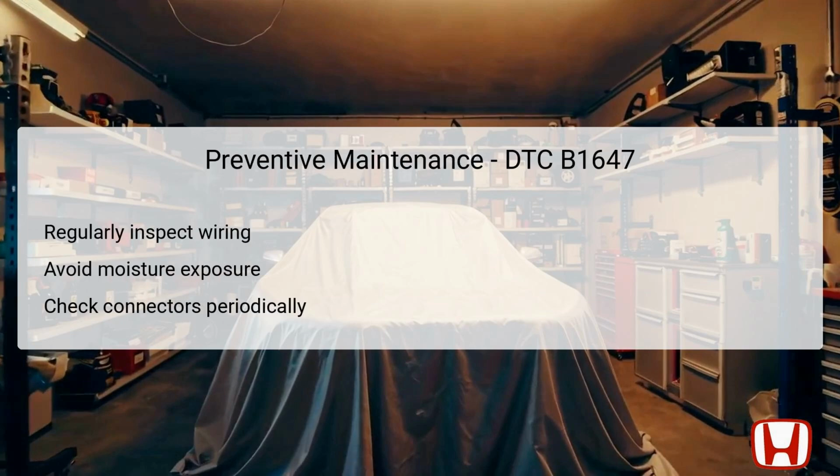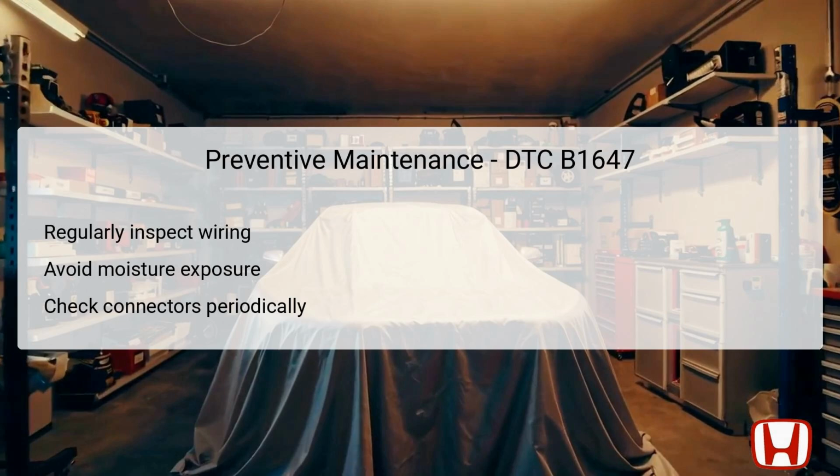To prevent future occurrences of DTC B1647, engaging in regular preventive maintenance practices is crucial. Start by scheduling periodic inspections of the wiring connected to the keyless access system, especially in the front passenger door area, to catch any potential wear or damage early. Another essential aspect is to ensure that wiring does not come into contact with moisture, as this can create shorts and corrode connections over time.